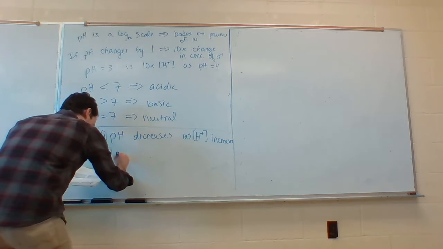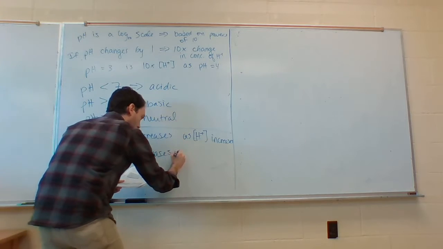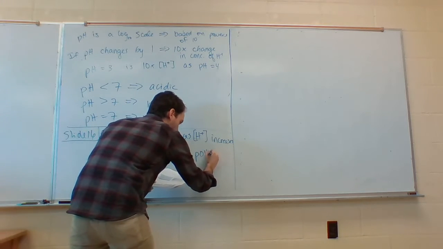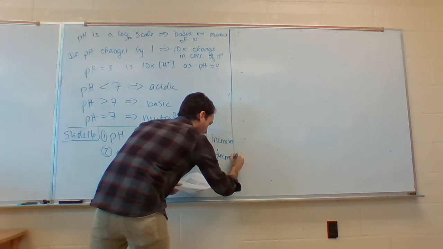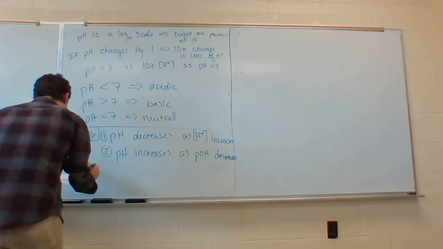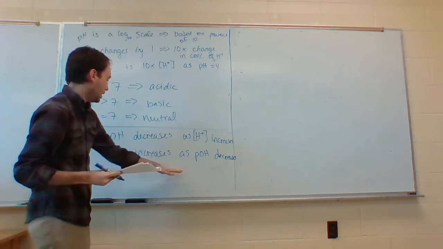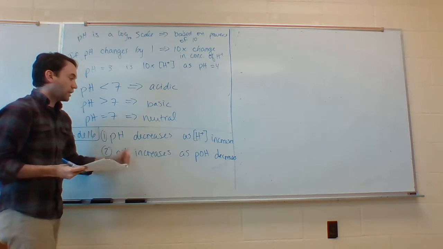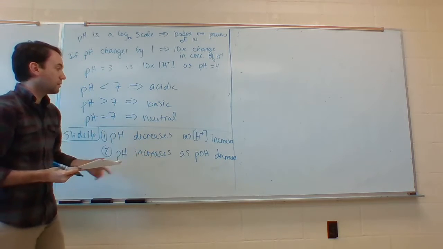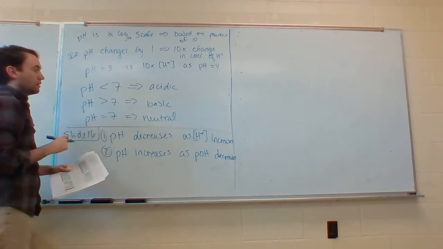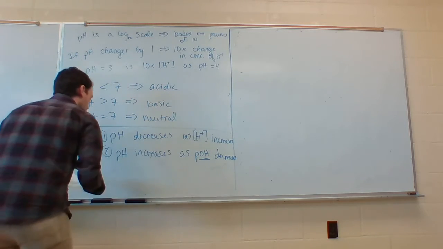The second thing is pH increases as our pOH decreases, okay? And basically, you can think about it, right? Our pH is going to go up, so we're going to become more and more basic, which is going to have the opposite effect as pH, since we're talking about pOH, all right?